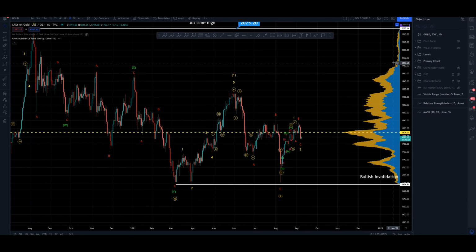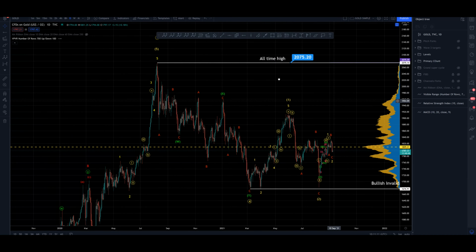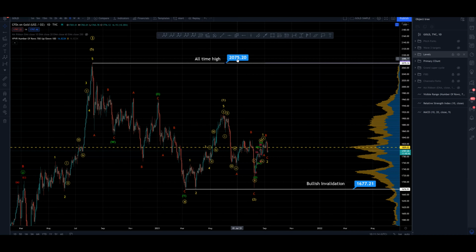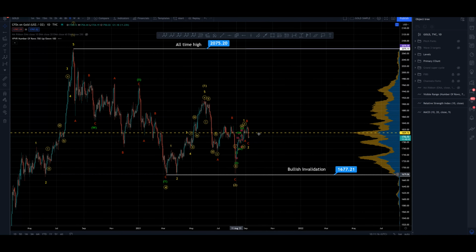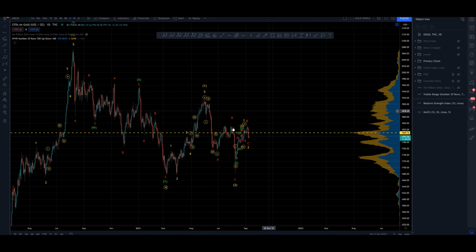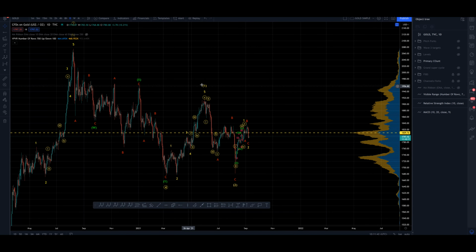So from there, we can project some of the targets. Now, we have our all-time high above us here at 2075.20, and if we break down from here and we come through 1677, then the correction is still on. We would have to rejig how we're counting this. This bullish count would be invalidated. So the bullish invalidation point down here is 1677.21. Let's remove those levels now, and let's project forward the length of our wave 1 from our deep 2 as an extension to propose the potential length of our intermediate wave 3 targets. So that's what we're going to do now.